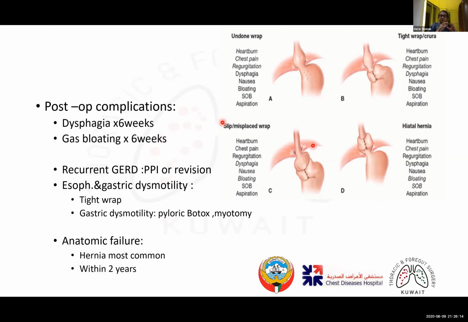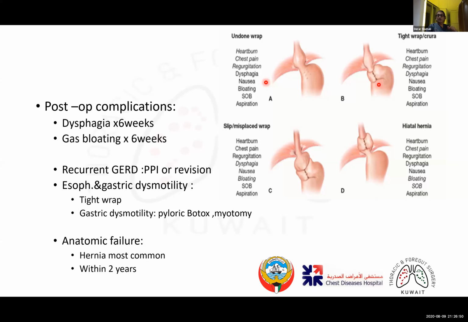Anatomical failure means that we have basically a failure in our technique. So we have 4 types or 4 categories. The first type is you have an undone wrap, meaning that everything falls apart. The second type of failure is when you have a tight wrap. If you have a tight wrap, the patient will complain of dysphagia or inability to belch or vomit.